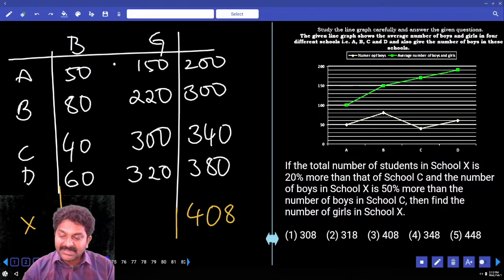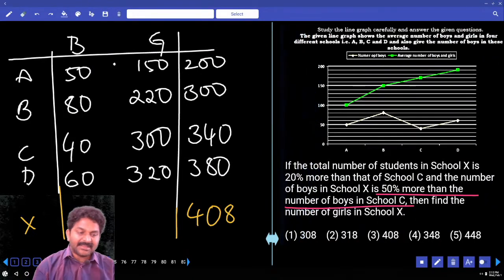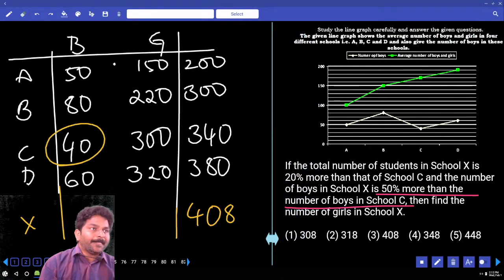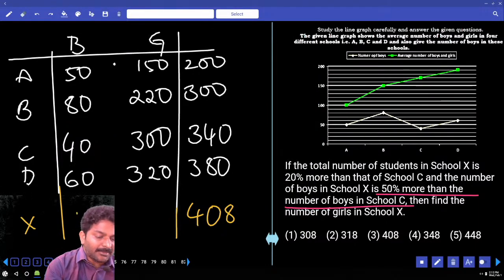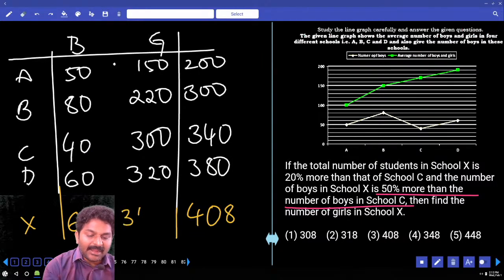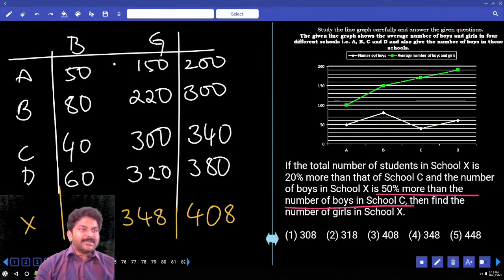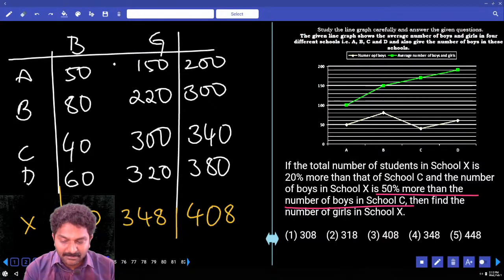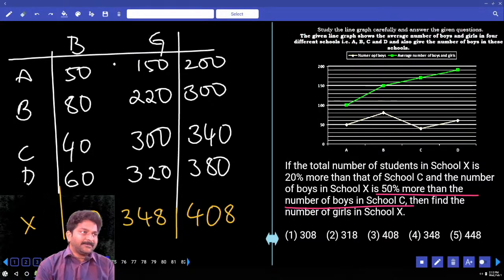And the number of boys in X is 50% more than boys in C. Boys in C is 40, 50% is 20, 20 more means 60. If 60 are boys, 348 girls must be there. And the question is about the number of girls, which is 348, fourth option.